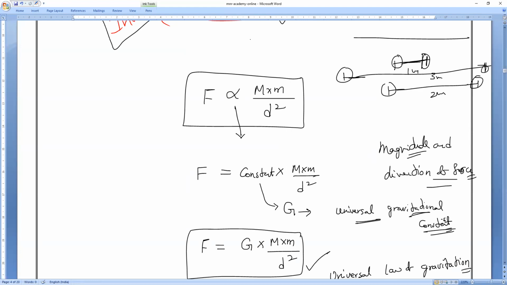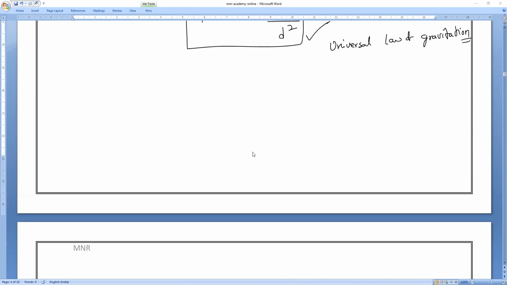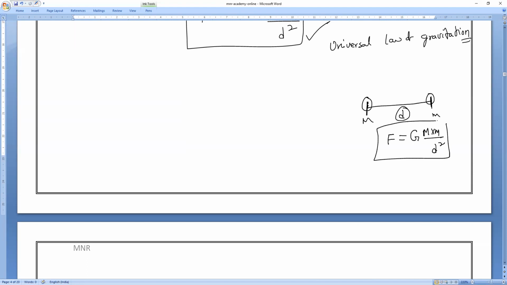Clear, girls? Shivani? Yes, sir. Gokul? Yes, sir. Alpin? So, any two bodies you take in the universe, the force of attraction between them is directly proportional to the product of their masses and inversely proportional to the square of the distance between them. So the force of attraction between these two bodies equals capital G into capital M into small m divided by d square, where d is the distance between the two bodies from their centers. Are you clear, everybody? Please respond. That is called the universal law of gravitation.